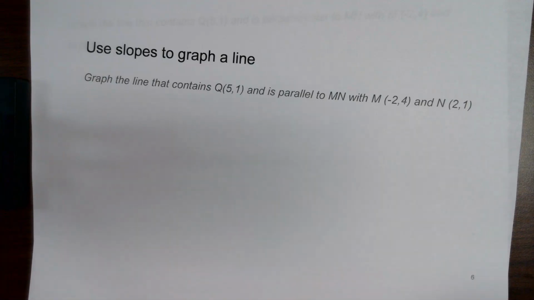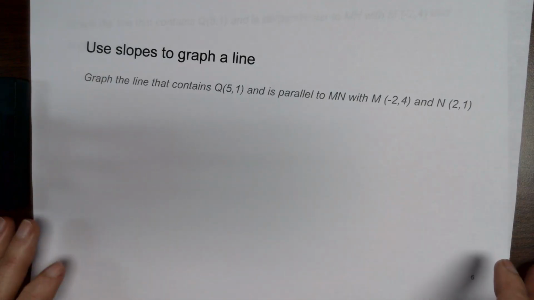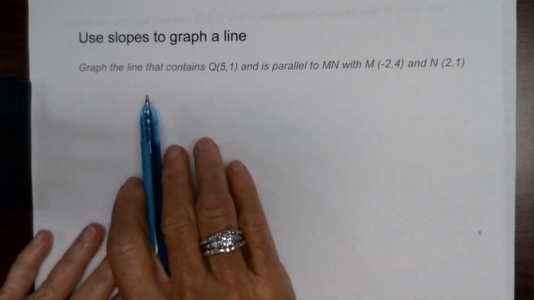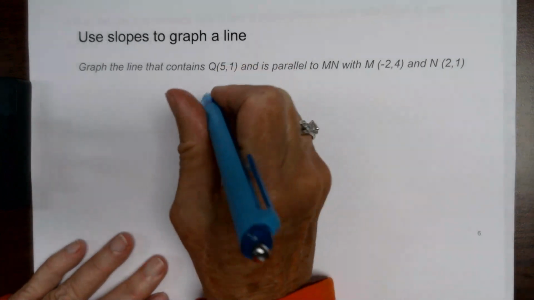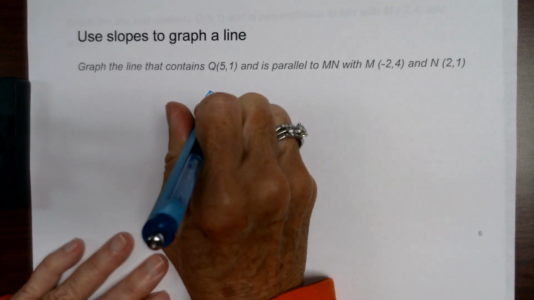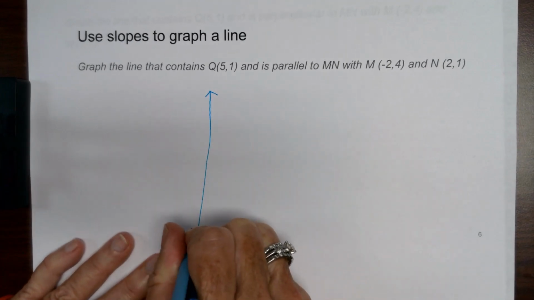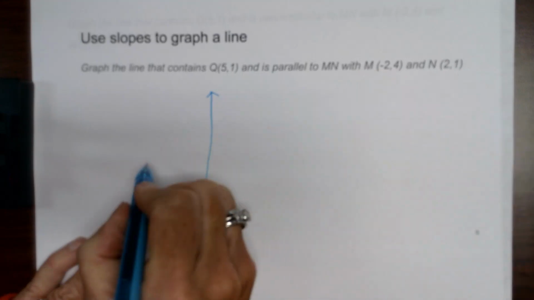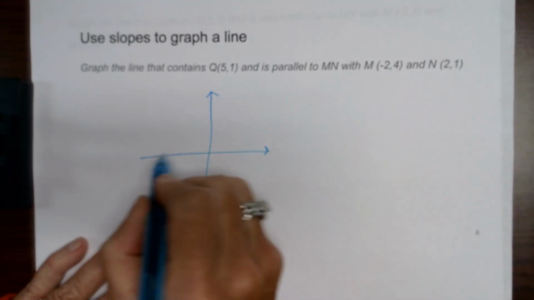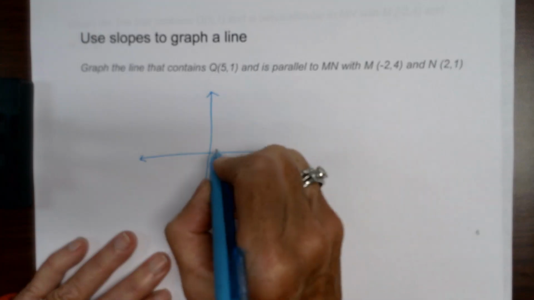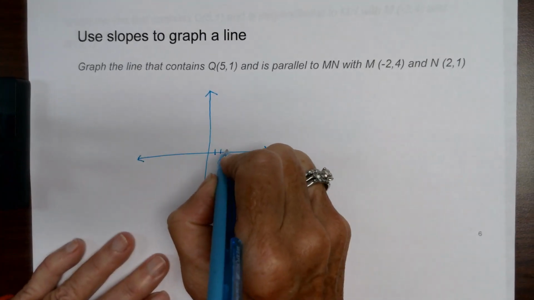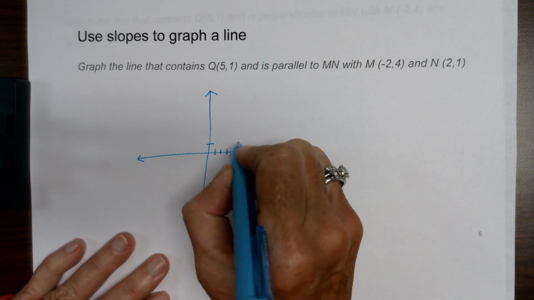All right, the other thing you can do here is you can use slopes to graph a line. So if it says graph the line that contains (5, 1) and is parallel to the line that goes through those 2 points. All right, so I'm going to put (5, 1) on here. 1, 2, 3, 4, 5, 1.